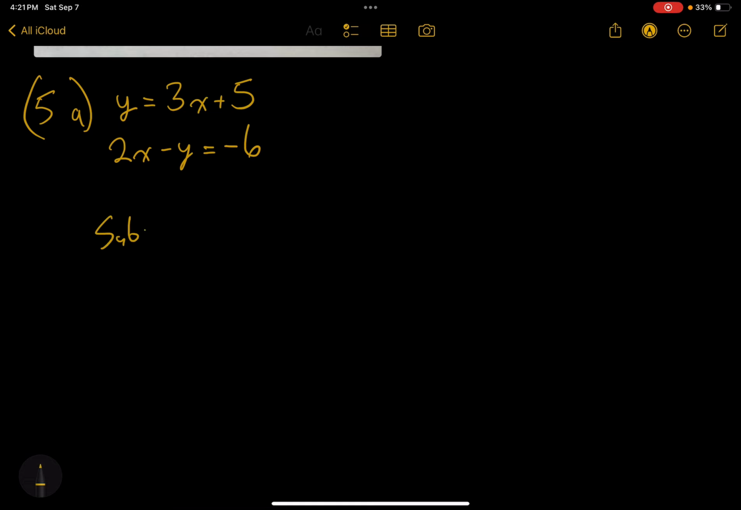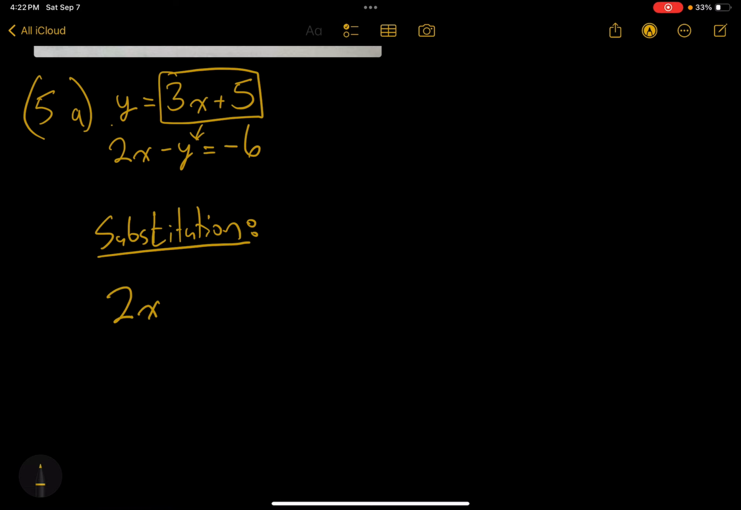And what that means is I have this y is equal to that. So I'm just going to dump that into here. Now you have to be careful because of the minus. So let's start 2x minus, and I have a y. I'm just going to put it in brackets, 3x plus 5. And you call it equal to negative 6. And then you just solve for x and find y.